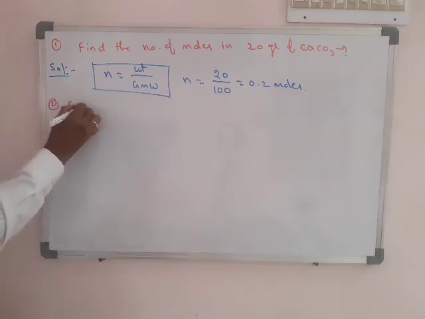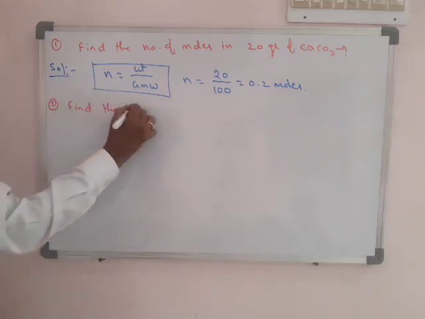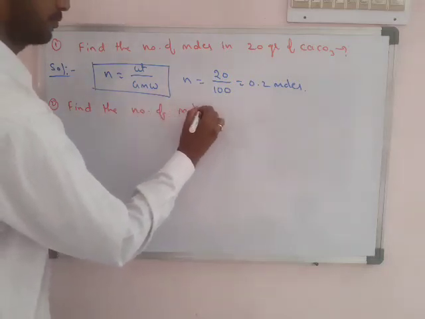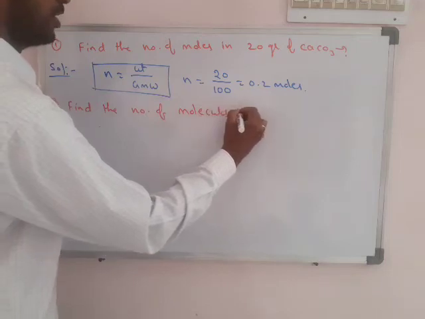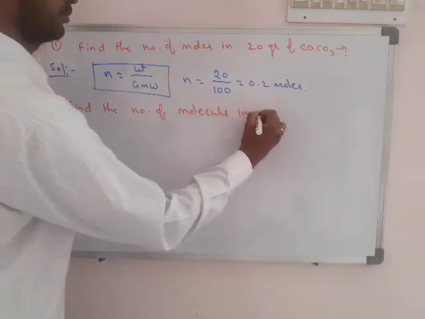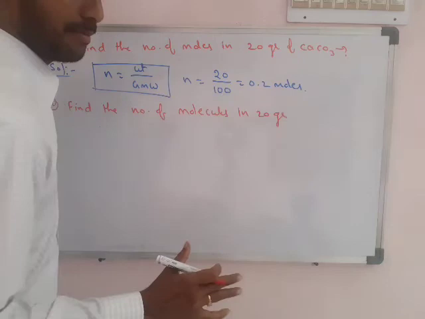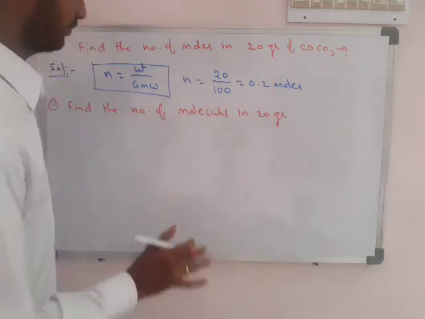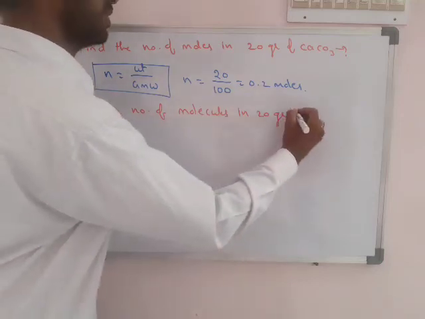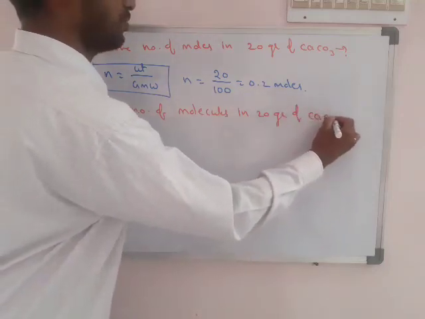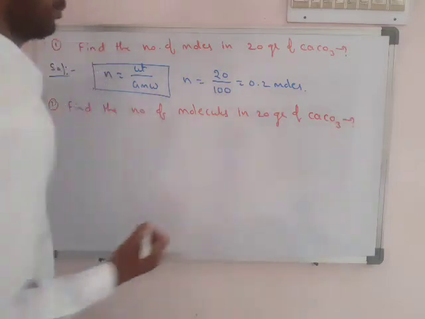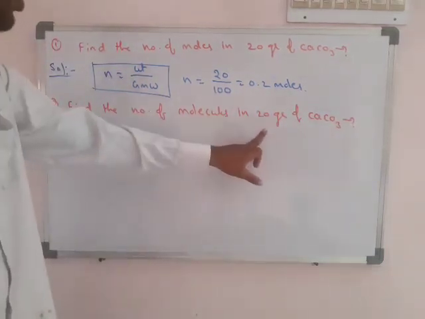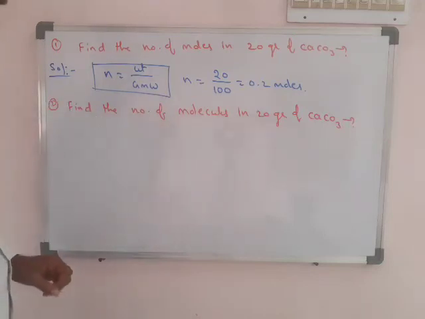For example, to find the number of molecules, I am taking the same example because you will get an idea to compare the different units. So find the number of molecules in 20 grams of calcium carbonate. Okay, so 20 grams. Here they have given us 20 grams, the mass. We have to find the number of molecules.